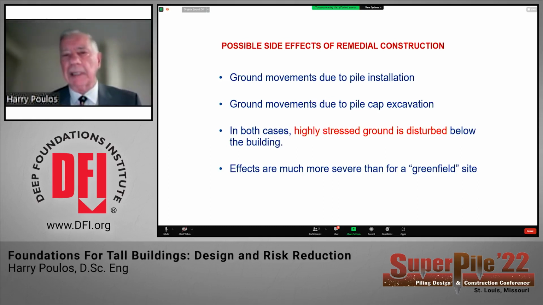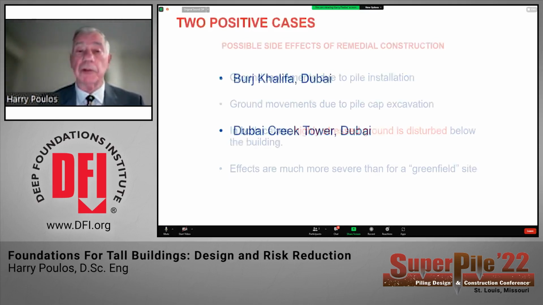One of the issues that I will mention in the last example are the possible side effects of remedial construction. You have to be very careful here, because when you install piles, as I'm sure you all know, you inevitably cause some sort of ground movement. And even if you excavate the ground for a pile cap extension, you will cause ground movements. And what you're doing with a tall building, which is partially or fully constructed, is that you are disturbing the ground, which is in a highly stressed state because it's got a very large load on it. So the effects then that can be felt by the existing foundation are much more severe than they would be in a so-called greenfield situation.